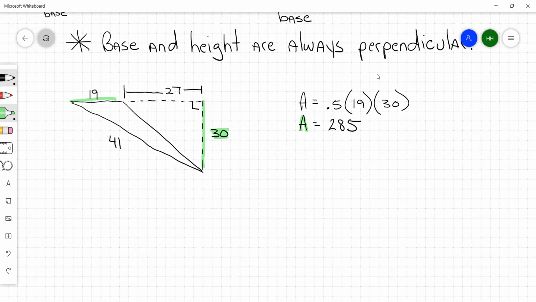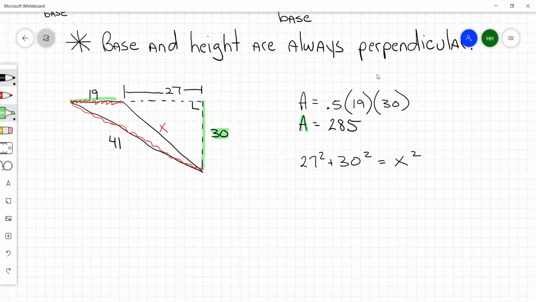So there's your area. Now you need the perimeter, but look, you've got this side of the perimeter, don't you? You got the 19. You've got the 41. Aren't you missing a side? I'm going to call it X. Isn't that side the hypotenuse of this other right triangle here? So to find that, we would use the Pythagorean theorem again. 27 squared plus 30 squared equals our side X squared.